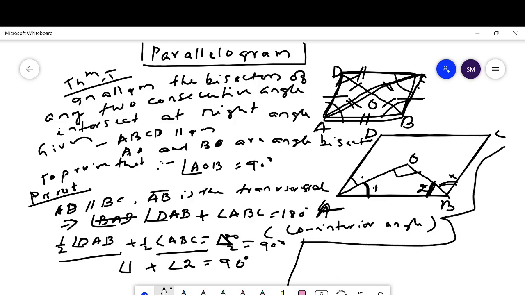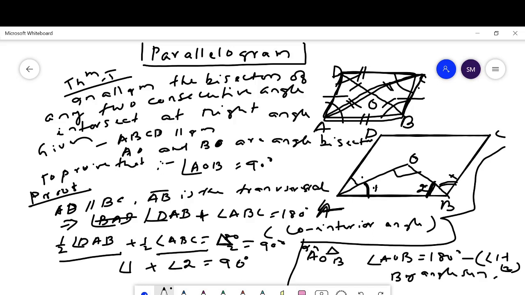As angle 1 plus angle 2 is equal to 90 degrees, then by the angle sum property of triangle AOB, in triangle AOB, the measure of angle AOB is equal to 180 minus the sum of angle 1 and angle 2, by the angle sum property. By angle sum property means the sum of three angles in a triangle is 180 degrees.